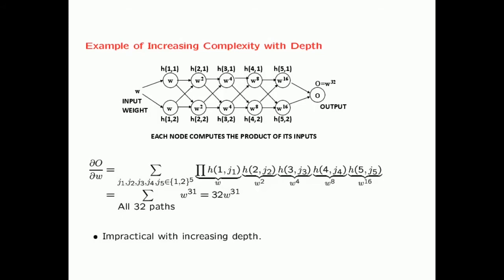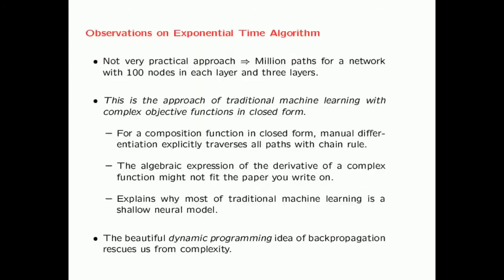Now, of course, this is consistent with what you already know about the derivative of this. But the key point is that you had to do this 32 times. And this is just a very simple graph with 2 nodes in each layer, only 5 layers. Real world neural networks are far more complex, and with increasing depth and an increasing number of nodes in each layer, this becomes impractical.